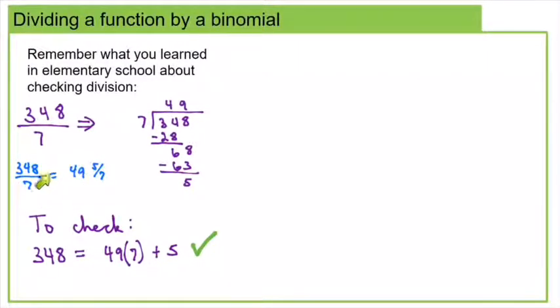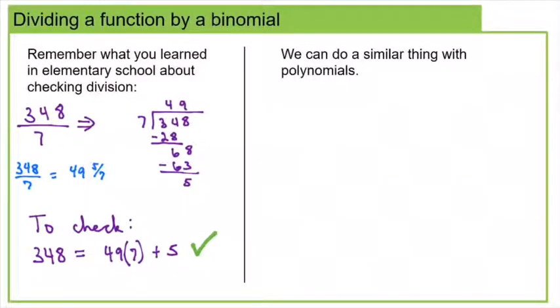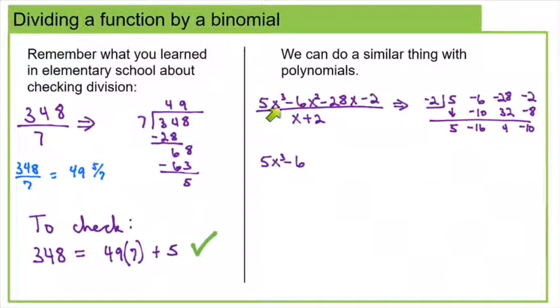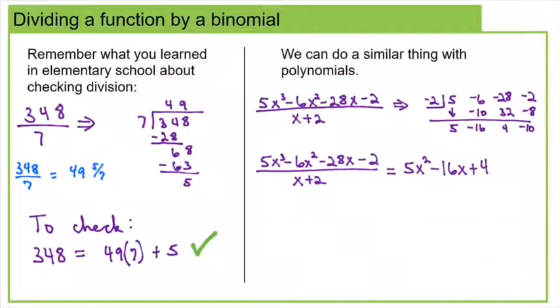So notice that in division form it looks like this, but we also can write the same fact in multiplication form like this. The number we divided into is equal to the quotient times the divisor plus the remainder. So we can do a similar thing with polynomials. Let's take this one from example 1. We've already done the synthetic division here. So we know that 5x to the third minus 6x squared minus 28x minus 2, all divided by x plus 2, gives us 5x squared minus 16x plus 4 minus 10 over x plus 2.